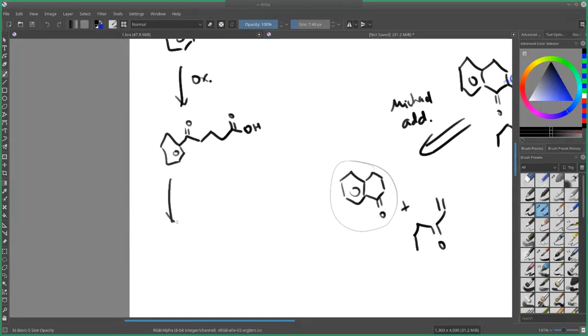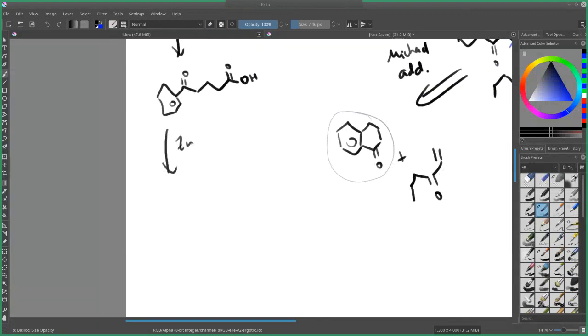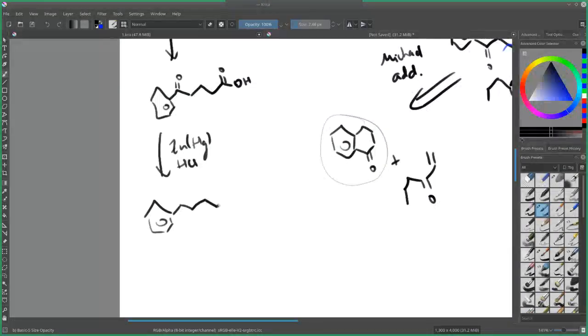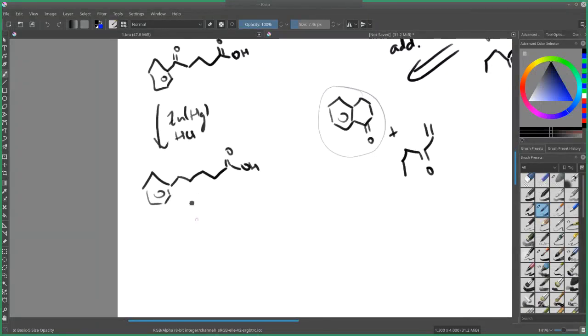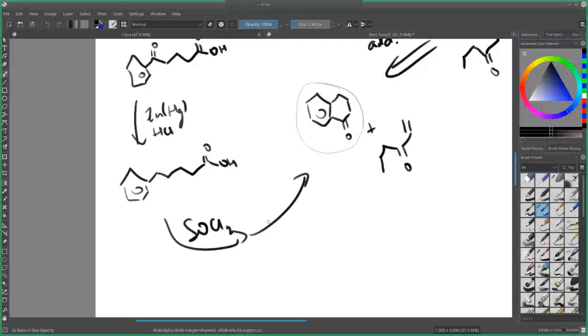All right, so we've got this. Now we can reduce with the Clemmensen reduction, so zinc and mercury and HCl, which will get rid of the ketone but not the acid because the acid is too oxidized. Okay. And now use SOCl2 to make an acid chloride. And from there, you could do Friedel-Crafts acylation.